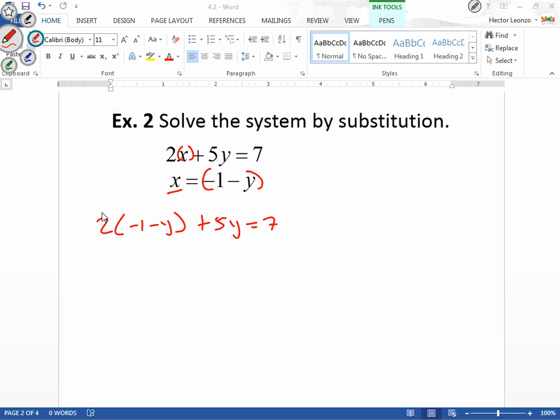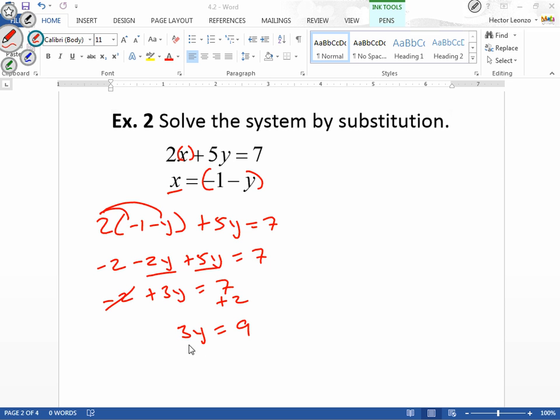All right, get rid of parentheses, distribute the 2 to the inside, so we get that -2 minus 2y plus 5y is equal to 7. We can simplify the y's. So I have that -2, because that has nothing to do with the y's, plus 3y is equal to 7. Now my -2, let me move it as a +2. So I get that 3y is equal to 9. Divide both sides by 3. So we get that y must be equal to 3.